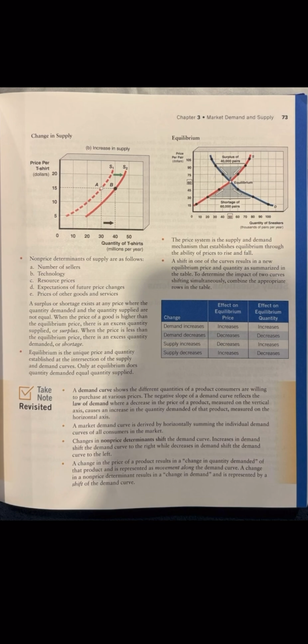Changes in non-price determinants shift the demand curve. Increases in demand shift the demand curve to the right, while decreases in demand shift the demand curve to the left. A change in the price of a product results in a change in the quantity demanded of the product and is represented as movement along the demand curve. A change in a non-price determinant results in a change in demand, which is represented by a shift of the demand curve.